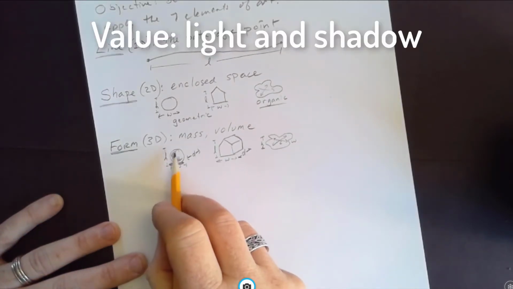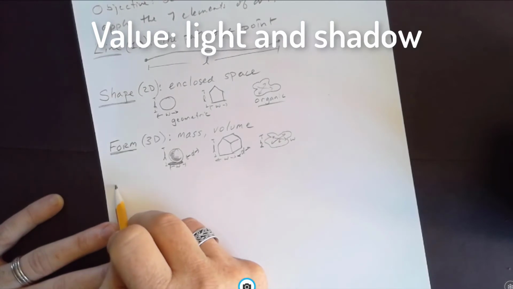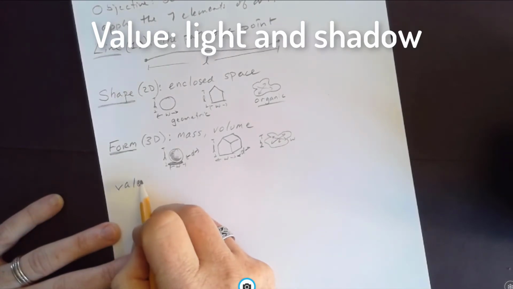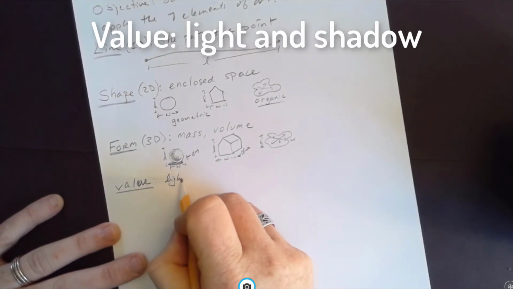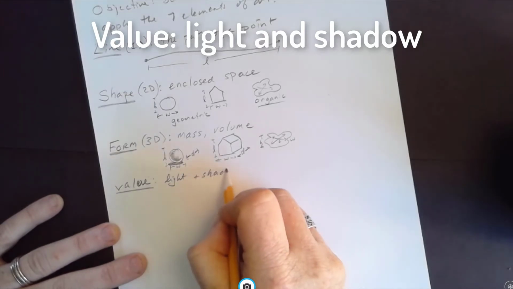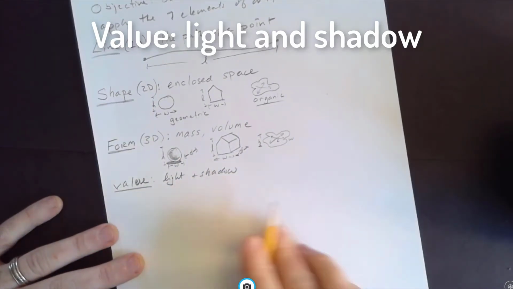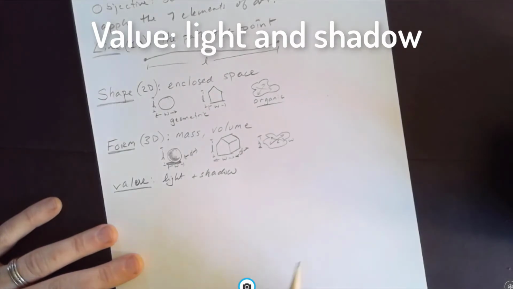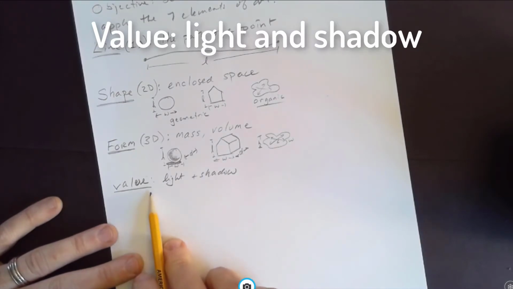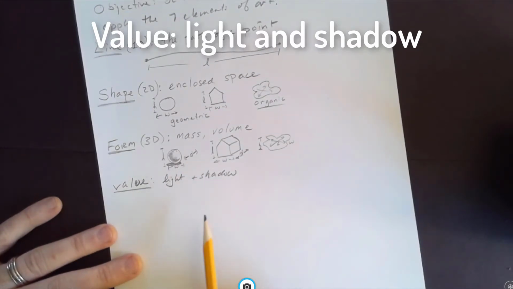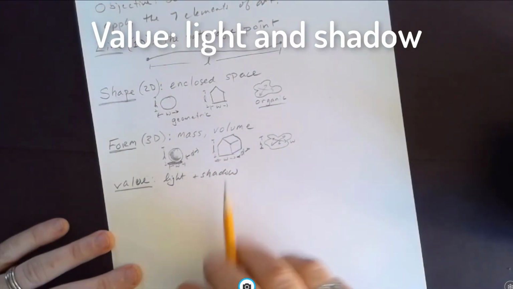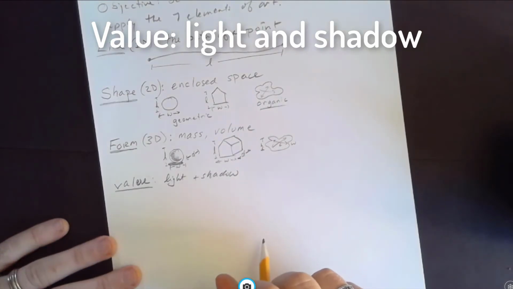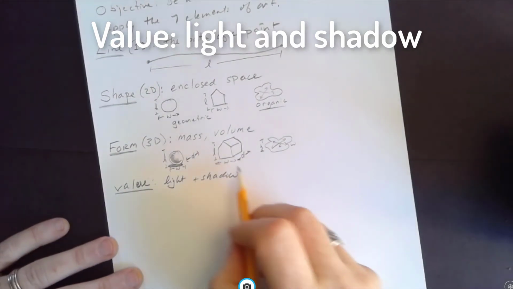The 4th element we need to create this shading effect is called value. And value is simply light and shadow. Value is light and shadow. Go ahead and write that down. Light and shadow. So you can see form in a drawing kind of merges in with value. You really need that value when you're drawing the light and shadow to make it look 3-dimensional. That's why your video games will look so 3-dimensional. You'll see the shadows and things.